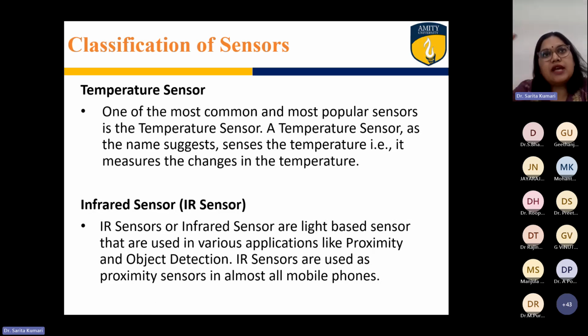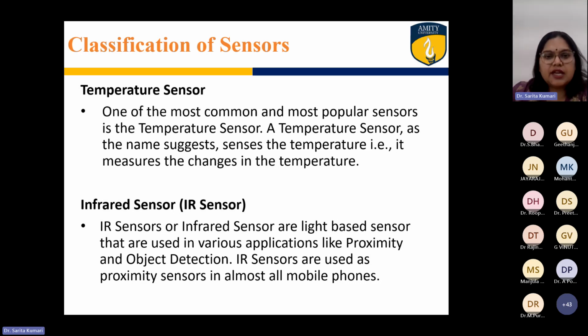Once we have done the classification based on the working principle, like analog, digital, primary, secondary, active, passive, we can design the sensor based on physical parameters, like, as I said, the temperature sensor. The temperature sensor also can be of different types. It can be categorized as low range, medium range, high range, and very high range temperature sensors. So different types of sensors can be designed.